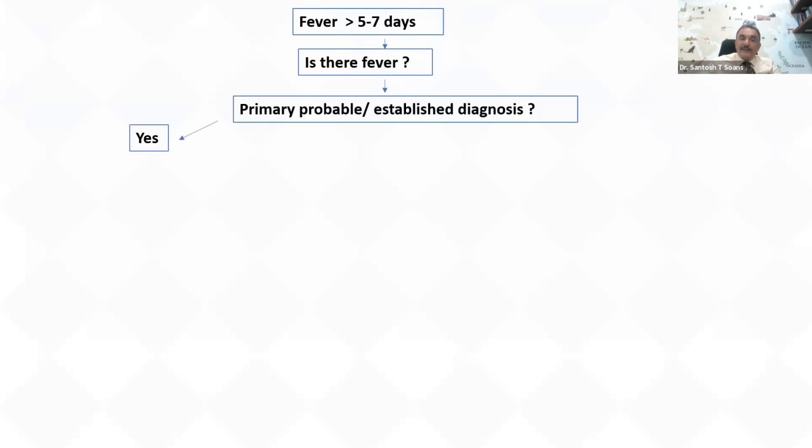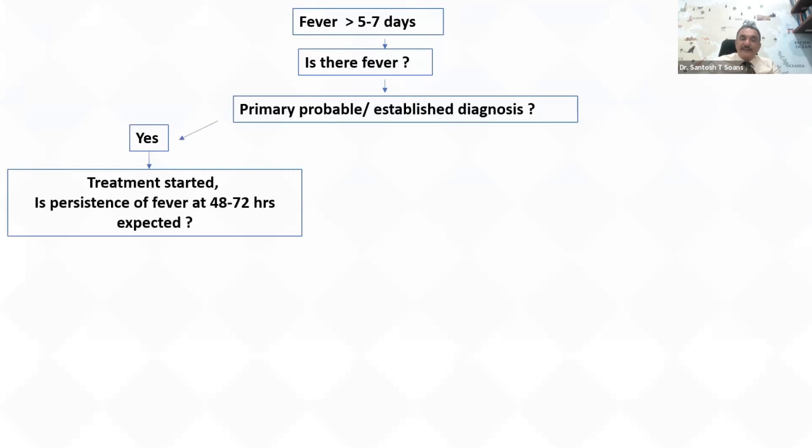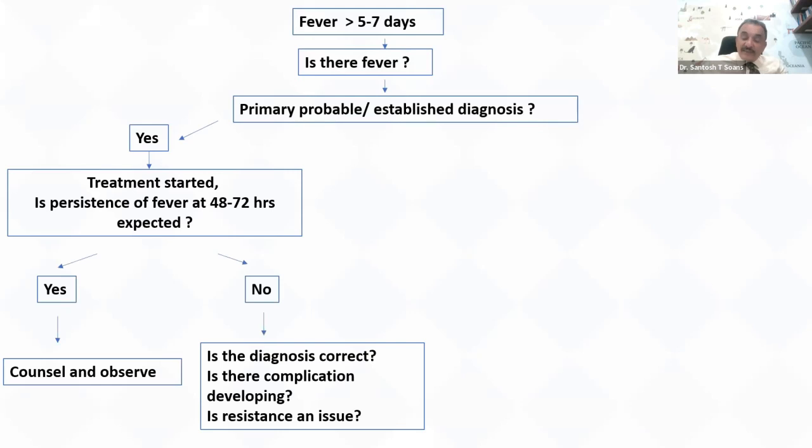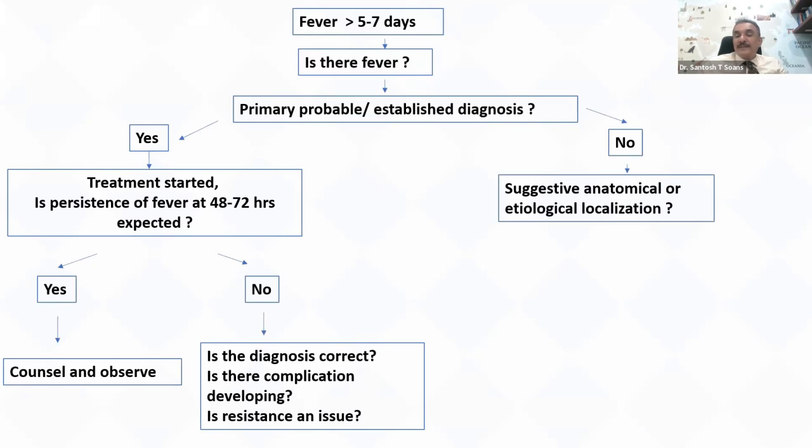Primary probable or established? Yes, if there is fever, treatment started. If the persistent fever is more than 48 hours expected in this child, you have to explain to them. Yes, counsel and observe. No, is your diagnosis correct? Is there any complication developed? That's why the fever is continuing. Is resistance the issue is one more thing. No suggestion of anatomical or etiological localization.